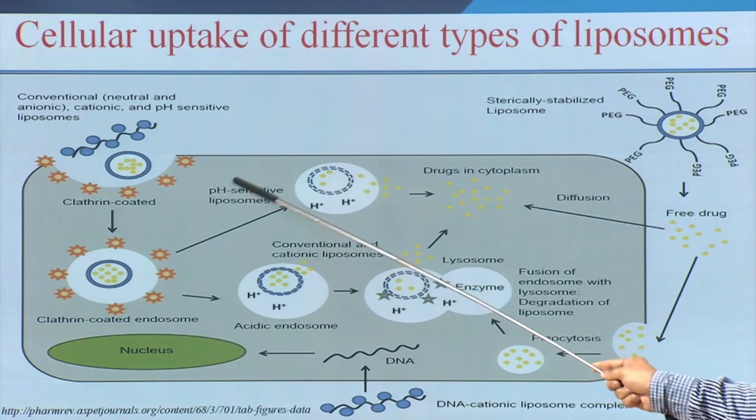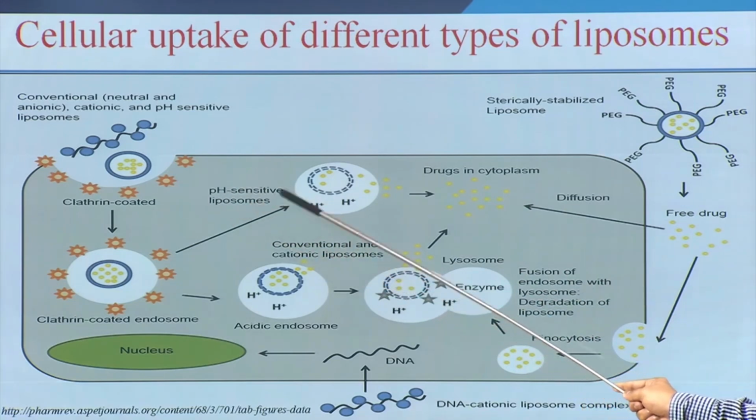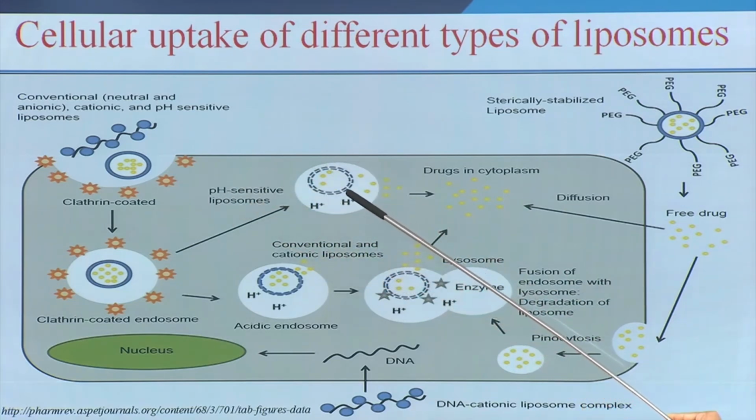In case of pH sensitive liposomes, due to acidification of these endosomes, it will release the drug to the cytoplasm. And if you are using the DNA cationic liposome complex, it will bind to this cell membrane based on the electrostatic attraction, then the DNA will be diffused into the nucleus.